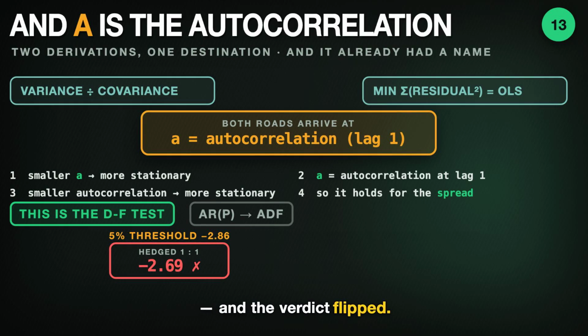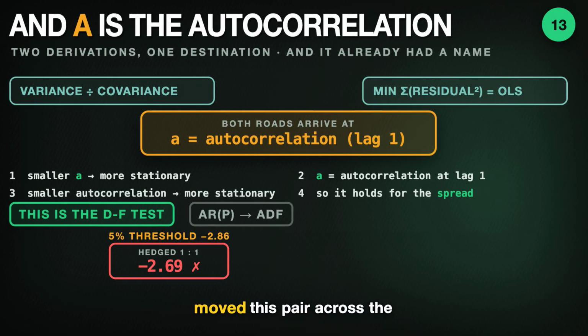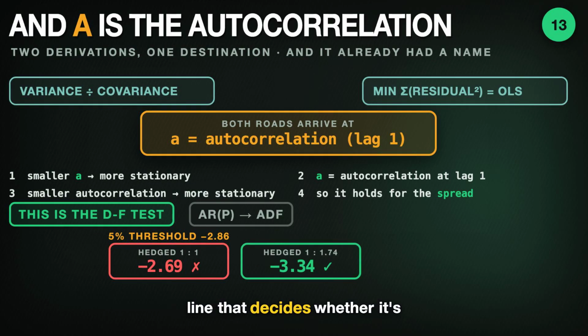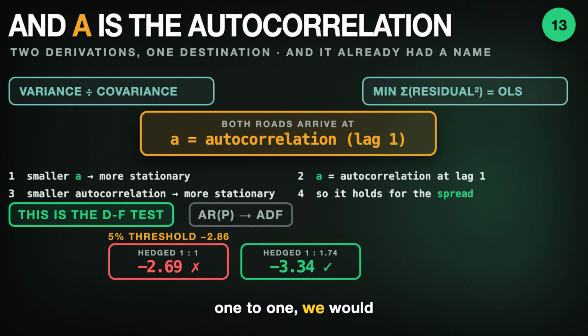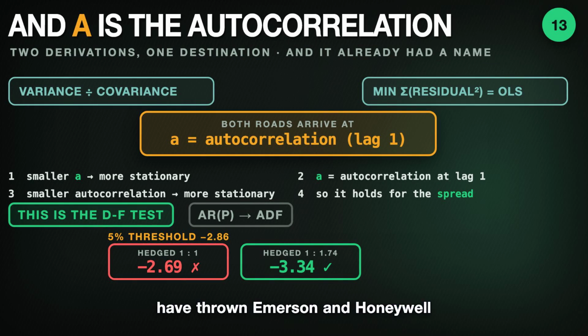And the verdict flipped. The coefficient didn't just make the chart look tidier, it moved this pair across the line that decides whether it's tradable at all. Judged at 1-to-1, we would have thrown Emerson and Honeywell away.